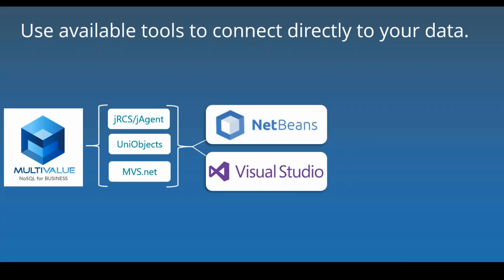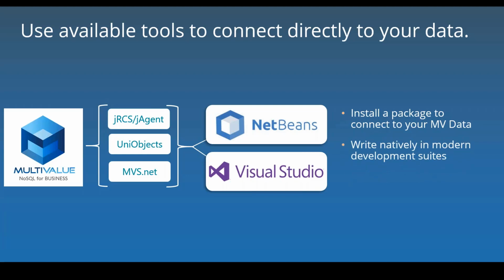Each multi-value partner has its way of connecting to your multi-value database. Zumasys uses products called JRCS and JAgent. Universe and U2 use UniObjects, and D3 uses something called MVS.net. And all of these allow the software, like Visual Studio, which is a Microsoft-based programming language, or NetBeans, which is Java, to come in and connect directly to your multi-value data.